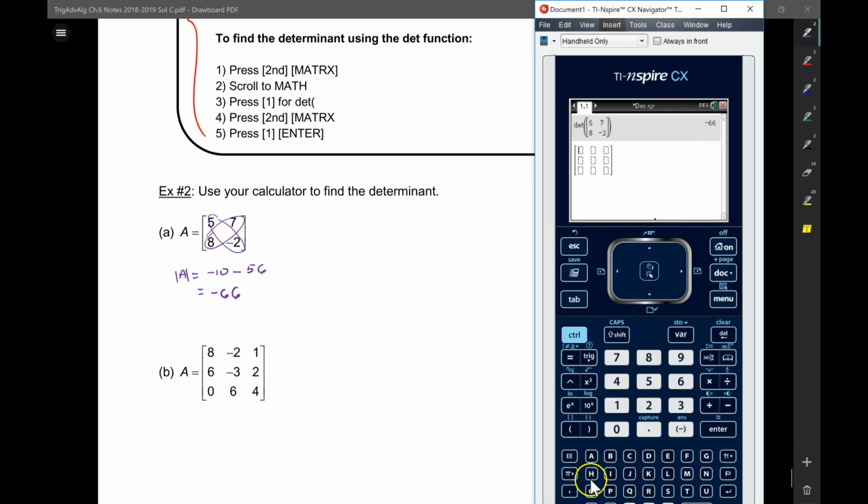Wait, what arrow? The menu over there, like that. I see it. But it doesn't say determinant anymore. Oh, did it go away? All right, I'll do it.